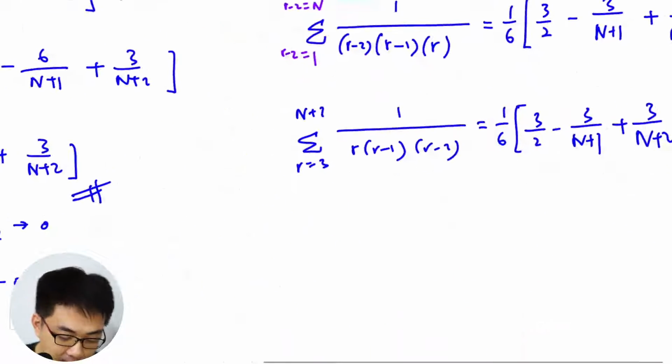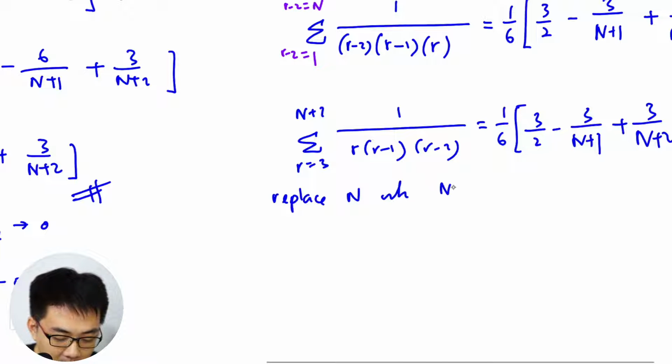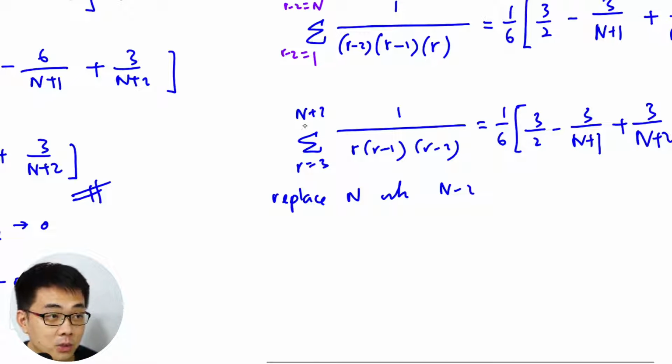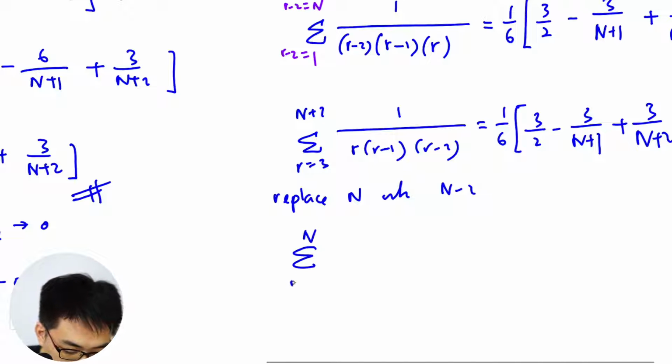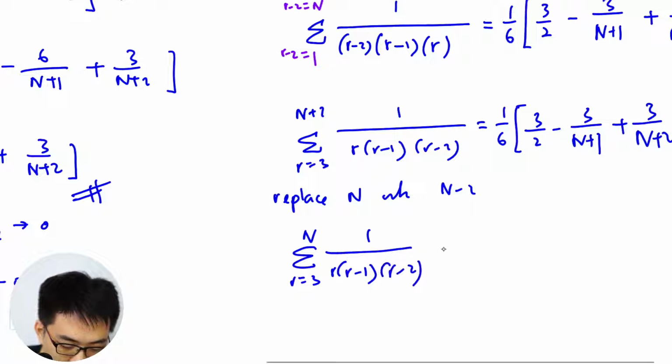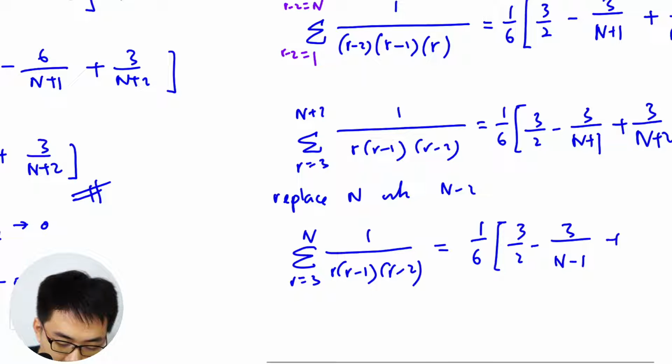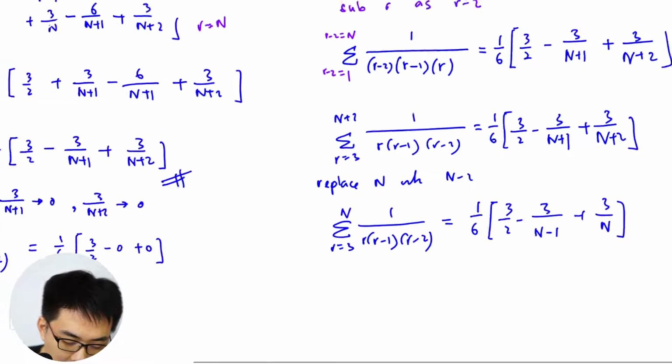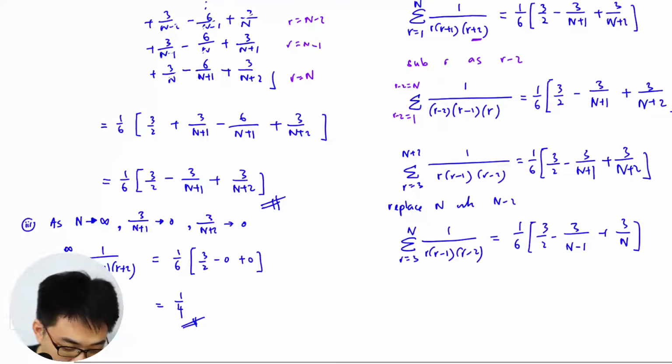So replace n with n minus 2. So if you replace n minus 2, this will become n. Okay, so this is a sort of a step by step, quite fast. 3 n minus 1, n minus 2. This is 3n. Oh, can simplify. I think the 3 can just simplify.